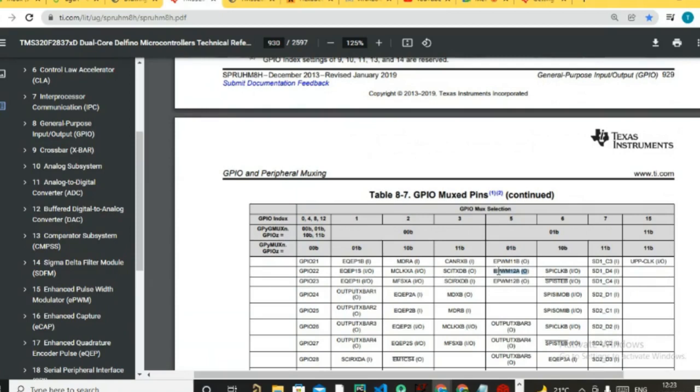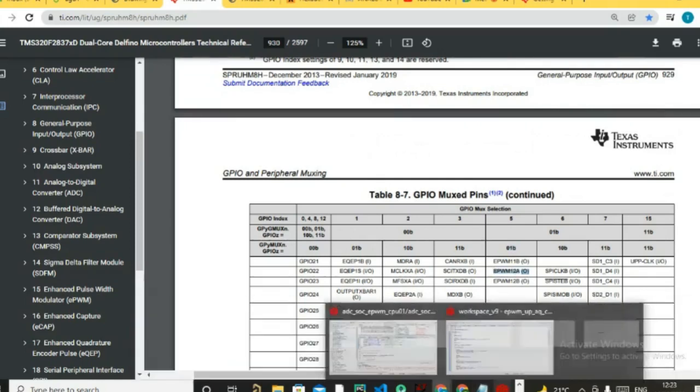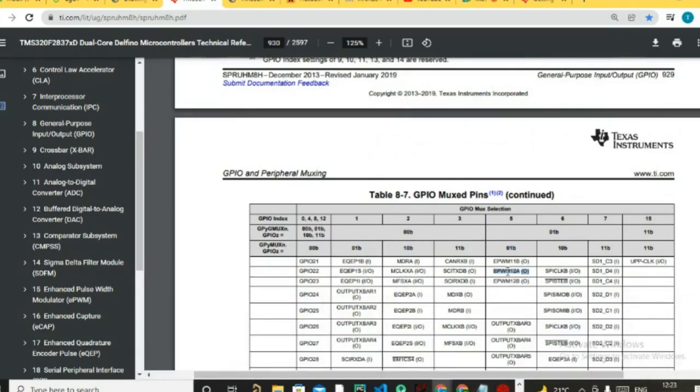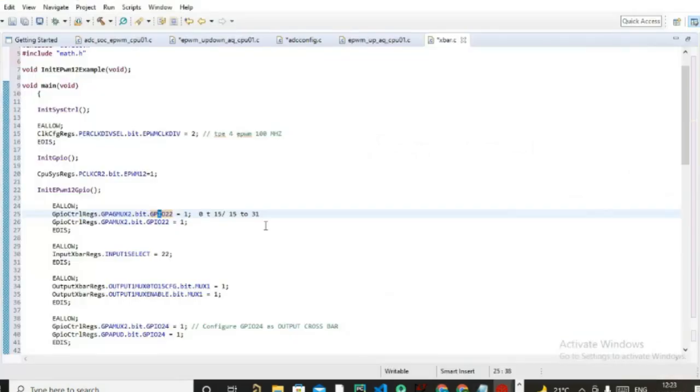So what I'm doing is I'm assigning this pin GPIO 22 as EPWM 12A pin, because I'm selecting Gmux to be 1 and normal mux to be 1. So in this way, my EPWM 12A is selected. So I'm assigning GPIO 22 as EPWM 12A from the peripheral module.